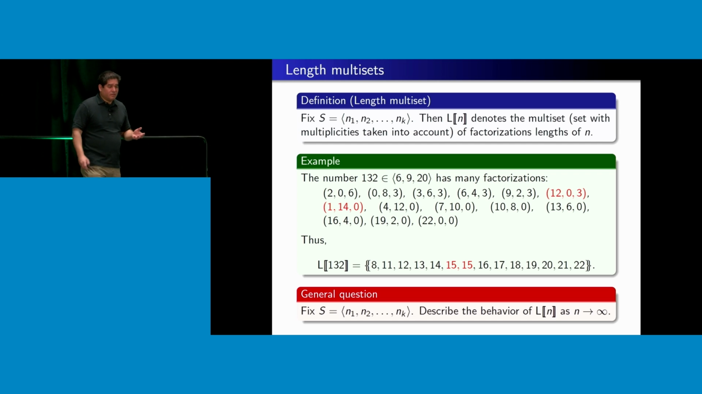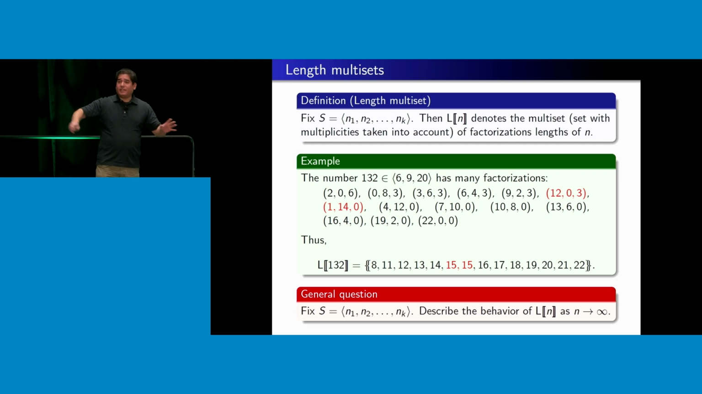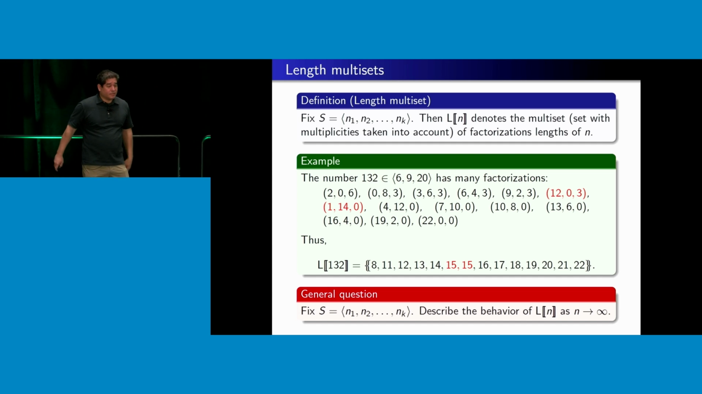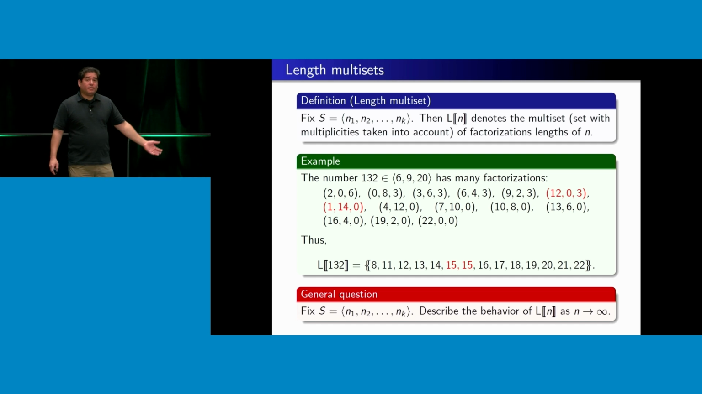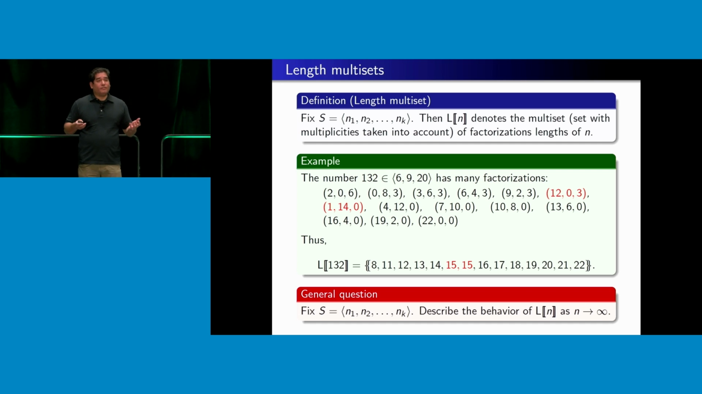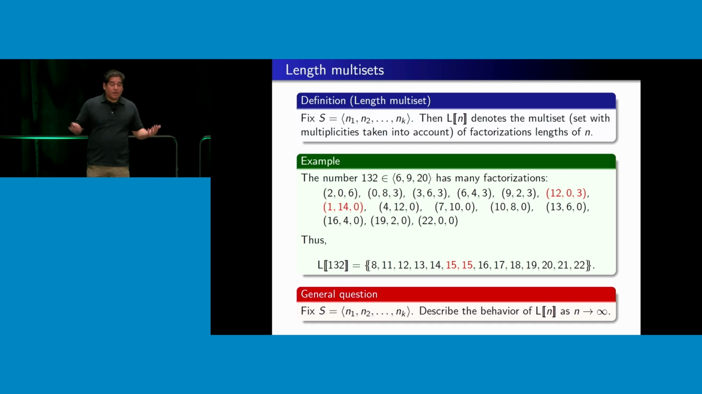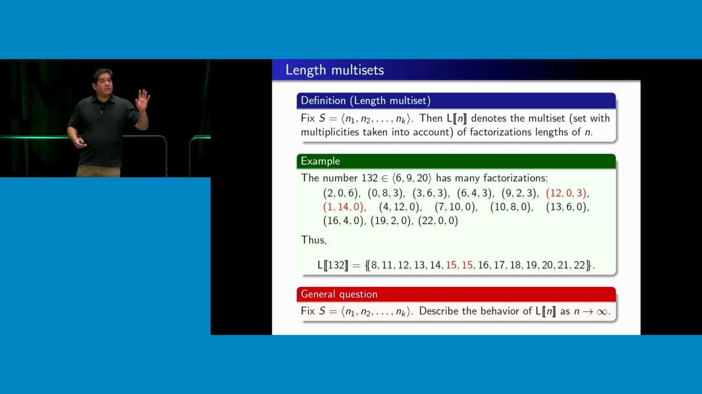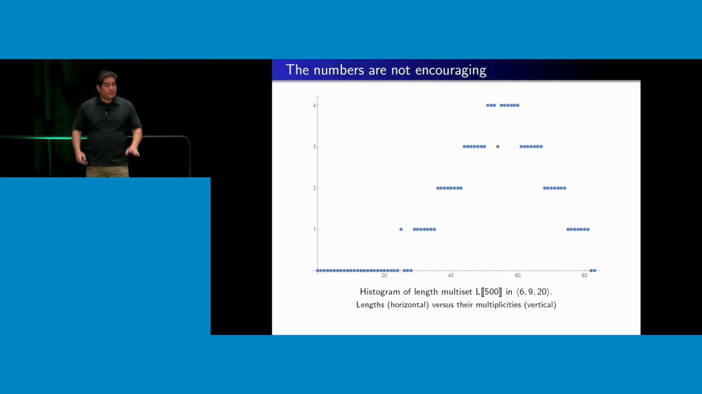And so the general question that I want to start with, trust me, I'm going to get to linear algebra eventually. This is sort of combinatorics here. I want to describe the asymptotic behavior of this length multiset as n gets large, because I want to convert this to an analysis problem, because my background is in analysis. And a couple pictures will probably convince you that it's not as easy as it might seem.